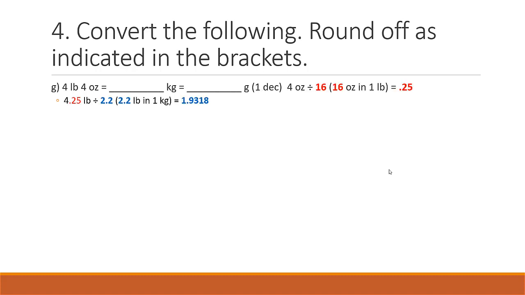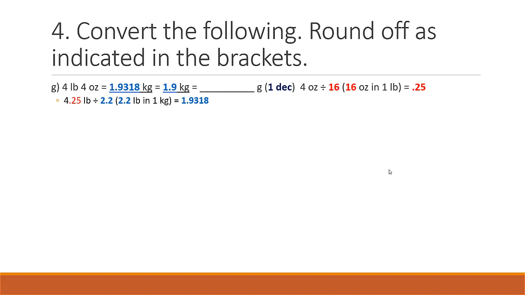So now we have 4.25 pounds, and we're going to divide that by the amount of pounds there are in a kilogram, which is 2.2. And when we do that, 4.25 divided by 2.2, we end up with 1.9318 kilograms. That's how many kilograms there are in 4.25 pounds. Rounding that off to one decimal place, we will be left with 1.9 kilograms.